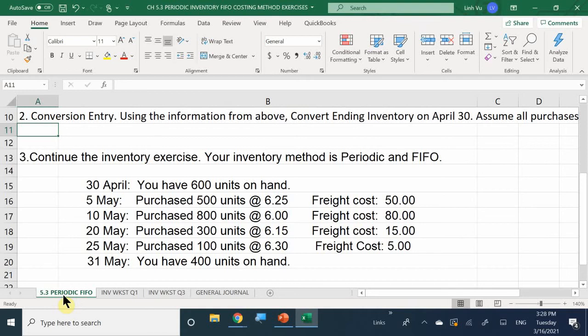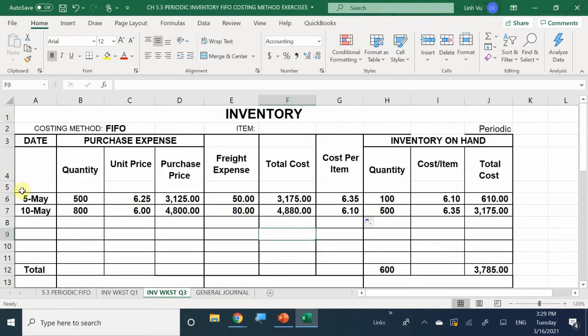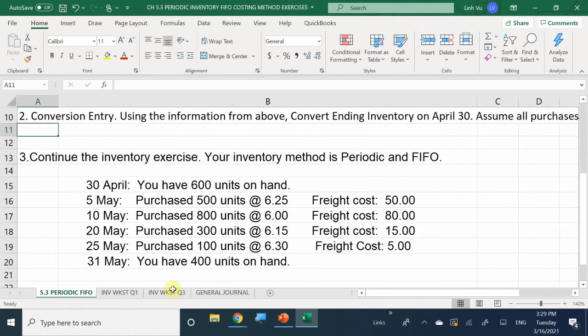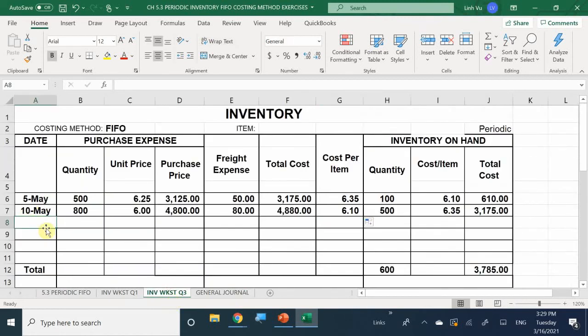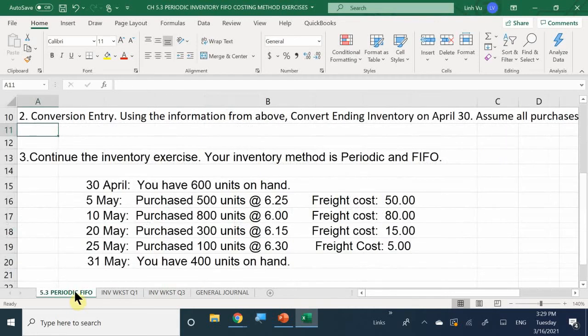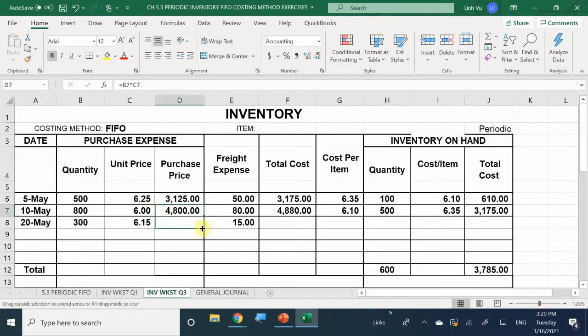Okay, so again, you purchased 300 items at $6.15 and $15 freight. What was the date again? 6/20? Or 520? Yeah, 520. Okay, so May 20th, we bought 300 units at 6.15 with a freight of 15. So what is my total purchase price? Let me see, it should come to 1845. 1845. Okay, what's my total cost? 1860. $1,860, and what is my cost per item?